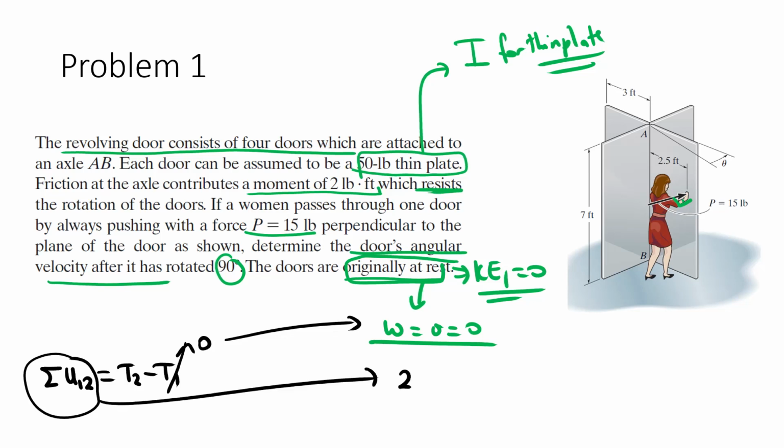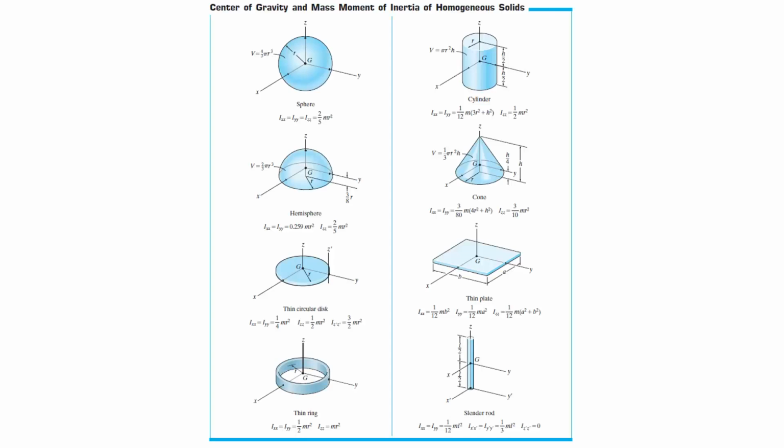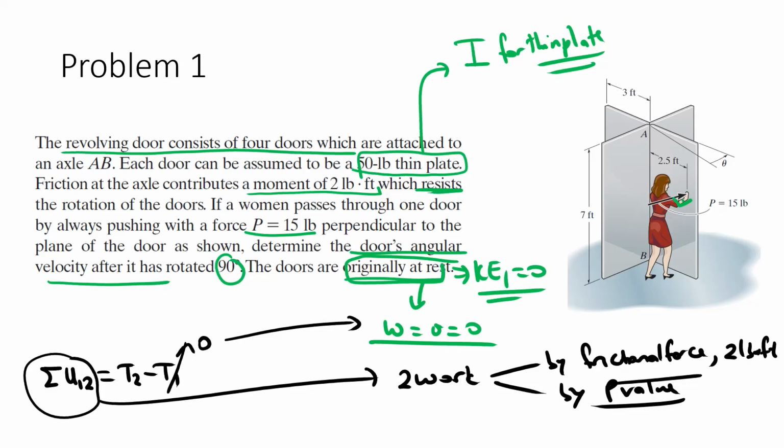So we have two works. One is by the frictional force, which has 2 lb-ft of couple moment, and the other one is by P. And then we will have the T2 value. So let's start, then I will come back to this chart here. The first is the work by the frictional force.